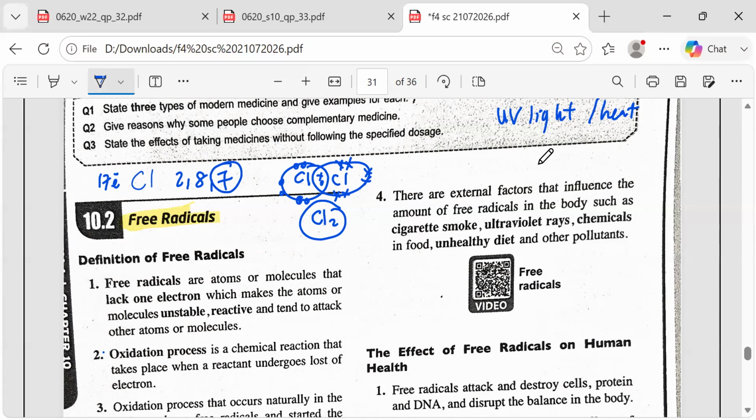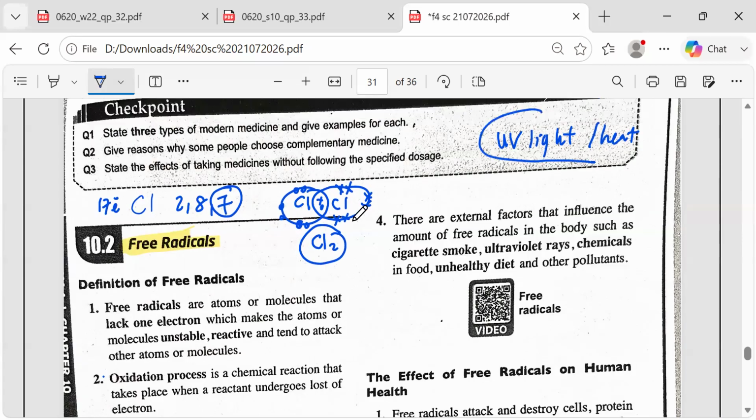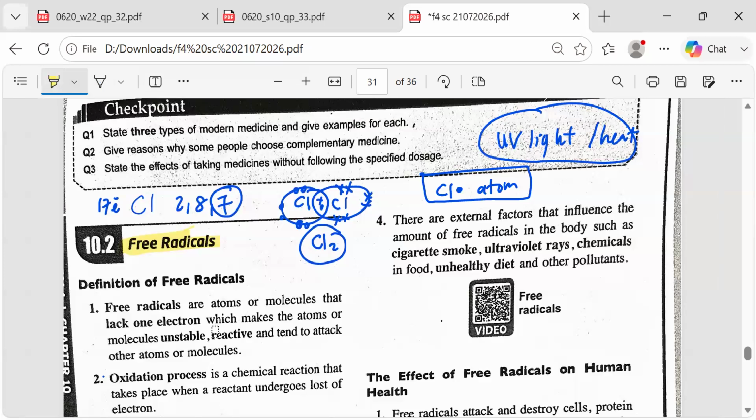But if it's exposed to UV light and heat, something like this will break apart to form an atom. And when it's an atom, it is called a free radical because it is very unstable and reactive, because it just needs one more electron to be happy. So it's not happy, like your cikgu killer, not happy. So what does the cikgu killer go and do? Go and attack everyone.